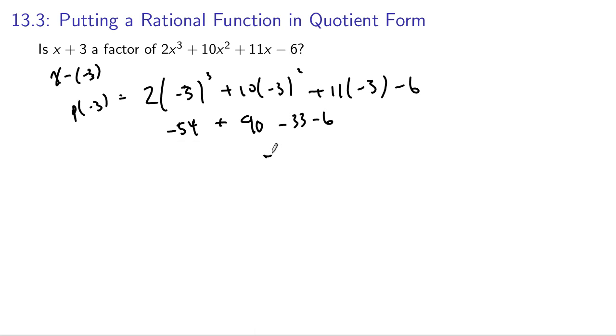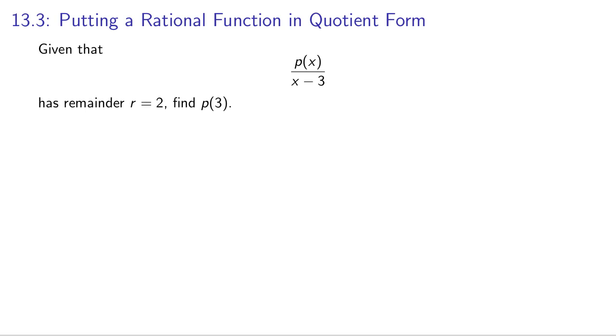So the answer is no. No, it's not a factor. And we know that because p of negative 3 is not 0. That's how to use the remainder theorem to make those problems really fast instead of having to use polynomial long division.